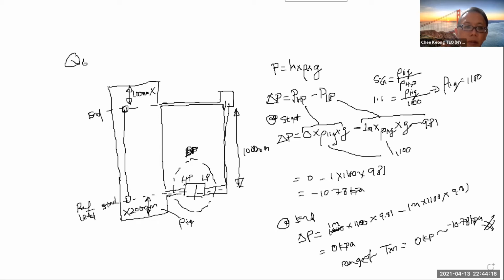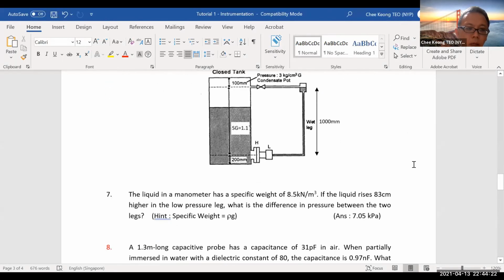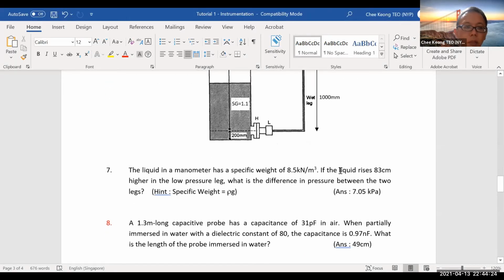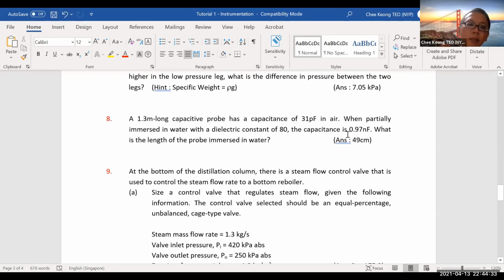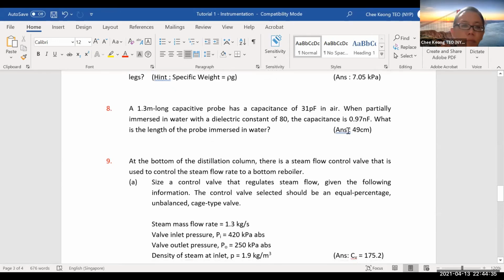So now let's continue, just to save some time, and take a look at the next question that we need to discuss, which is, of course, question 8. Now question 8 is talking about the capacitive probe. Remember the capacitive probe that we discussed in the previous few lessons. And of course, what is the formula for capacitive probe, if you can recall? What's the formula for capacitive probe?